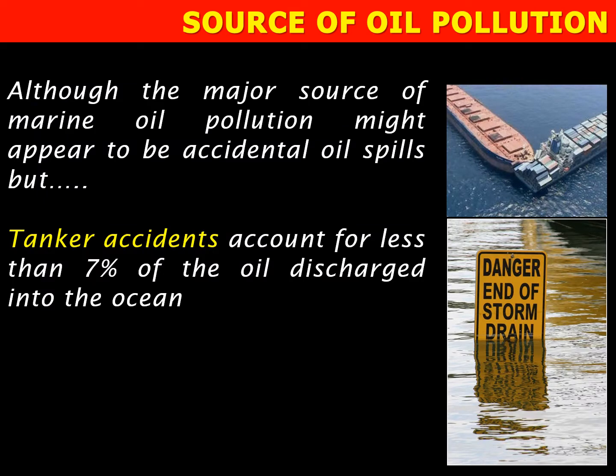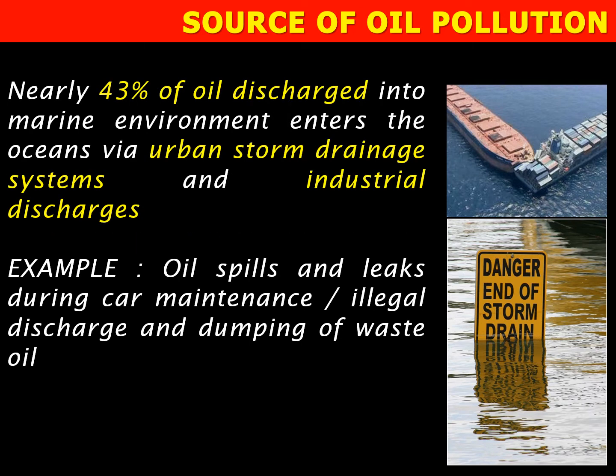What are the sources of oil pollution in our aquatic environment? Although the major source of marine oil pollution might appear to be accidental oil spills, tanker accidents only account for less than 7% of the oil discharged into the ocean. Nearly 43% of oil discharged into the marine environment enters the oceans via urban storm drainage systems and industrial discharges. For example, oil spills and leaks during car maintenance, and illegal discharge and dumping of waste oil.